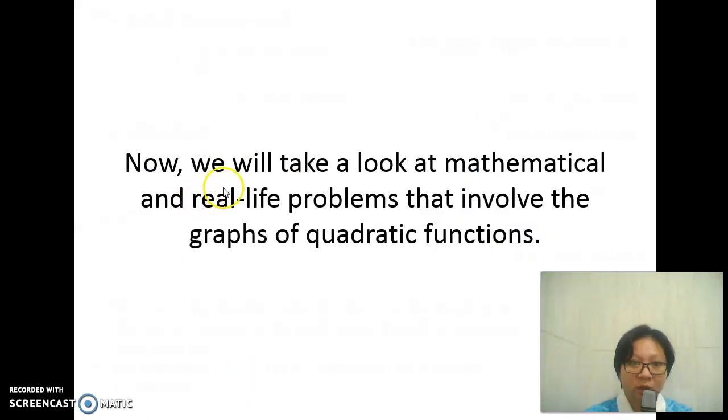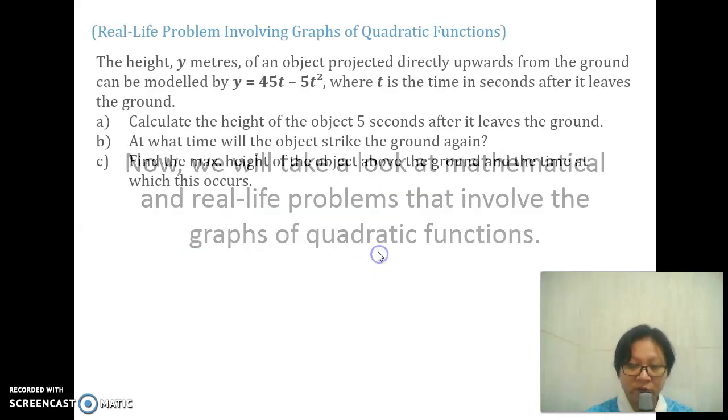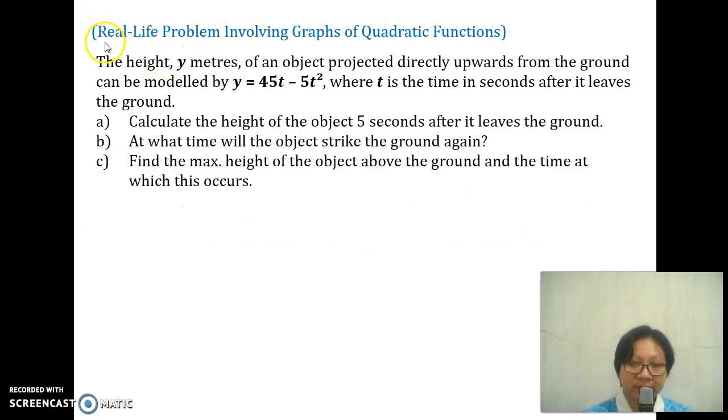Now we will take a look at mathematical and real-life problems that involve the graphs of quadratic functions. Example: the height, y meters, of an object projected directly upwards from the ground can be modeled by y equals 45t minus 5t squared, where t is the time in seconds after it leaves the ground. Calculate the height of the object 5 seconds after it leaves the ground. At what time will the object strike the ground again? Find the maximum height of the object above the ground and the time at which this occurs.